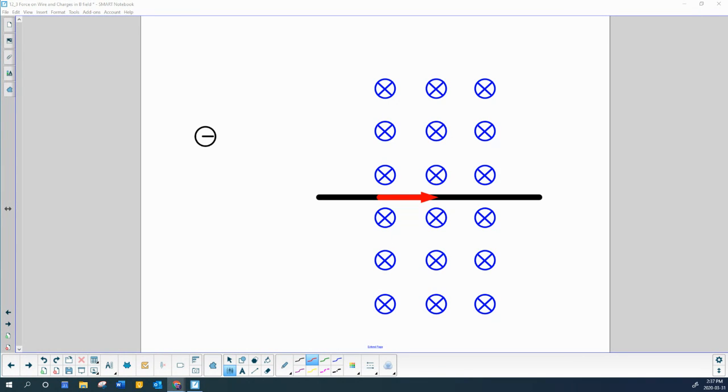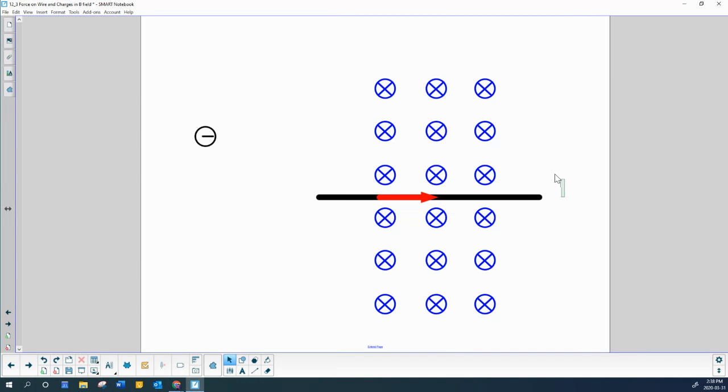So if we look back at our picture here, this wire with a certain amount of current moving from left to right, moving through a magnetic field with a certain length, would feel a force on it. Again, the left-hand rule will tell us which way the force is on this thing.